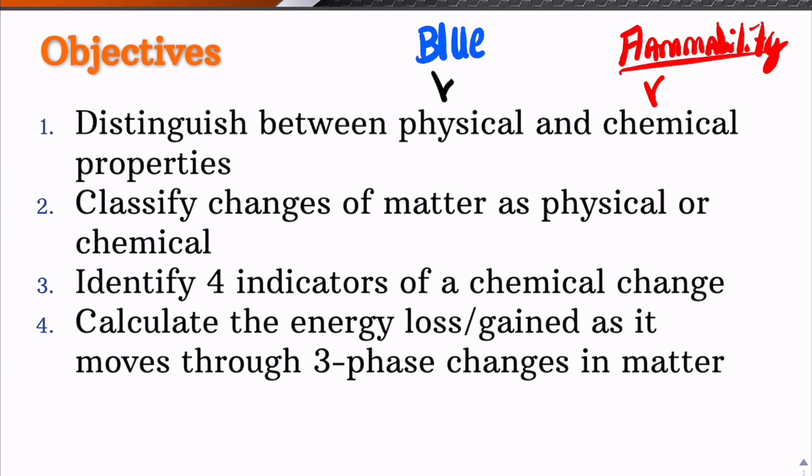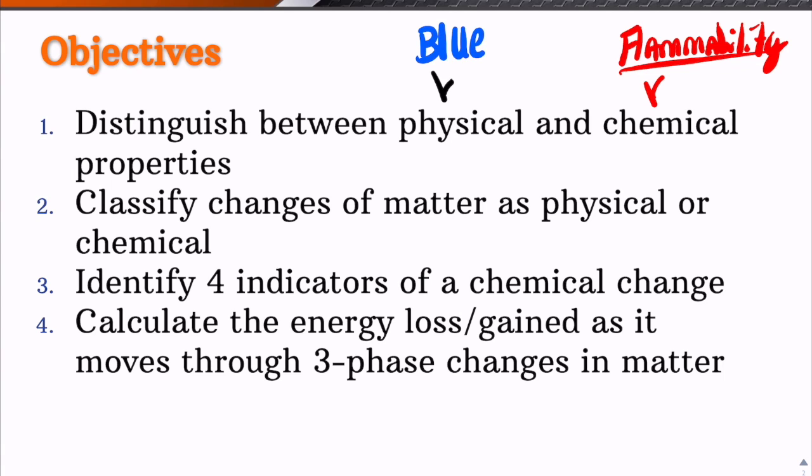So flammability, on the other hand, a piece of wood, we know that wood can catch on fire. We know that wood will burn, but in order for you to see that chemical property, there needs to be a chemical process taking place. We need to have a reaction that's taking place. Okay, so that's what we talked about on Tuesday.